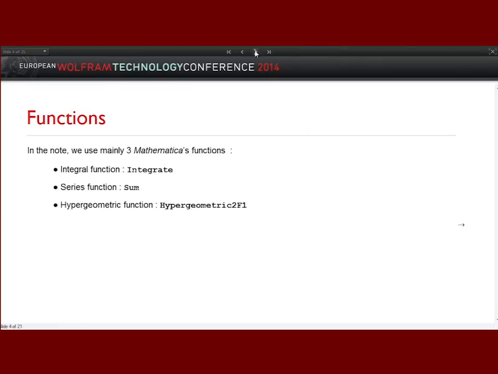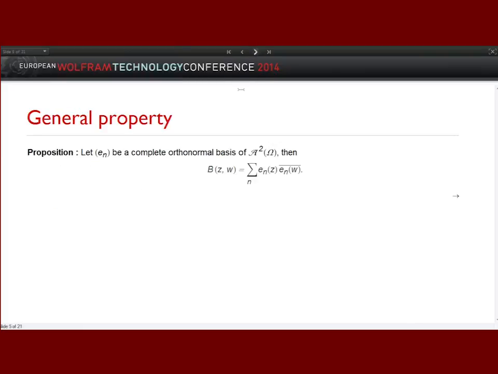What functions? In this note, I will use mainly three mathematical functions. I consider the integrate because I will compute the L2 norm of functions. I also use the function sum because I want to transform power expansions. And also, I'll consider hypergeometric functions because when you work with the gamma function, you often have hypergeometric functions. And how I will proceed to compute the Bergman kernel: I will use the general property that when you know a complete orthonormal basis of the space, then you can always write the Bergman kernel as this sum.